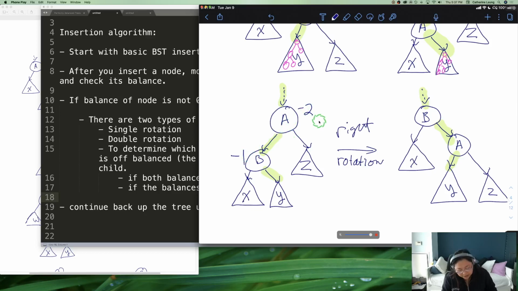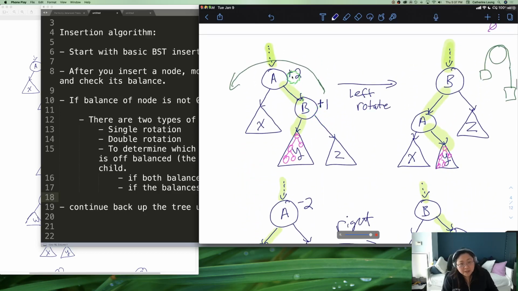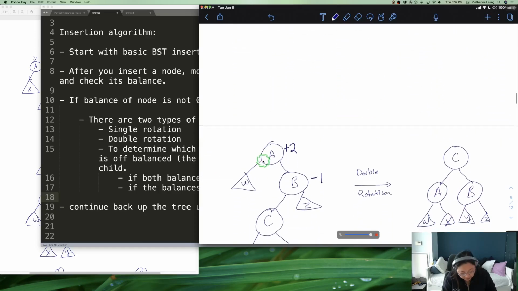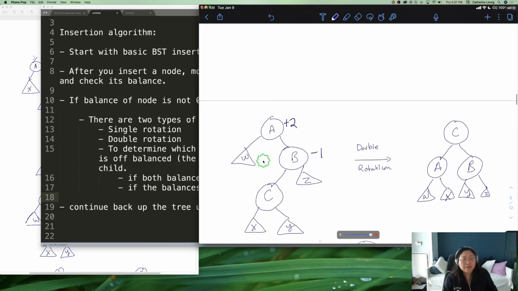What does it mean? It means that effectively you look at the sign. If the sign is the same, then you do a single rotation. So +2 +1, single rotation. -2 -1, also a single rotation. But if the signs are different, you have to do a double rotation. And a double rotation takes you from this to this.